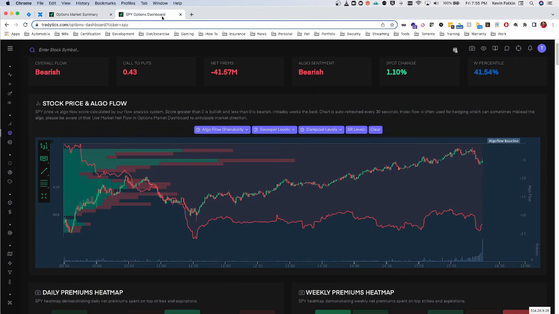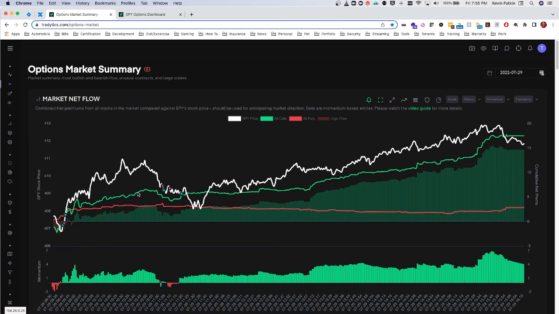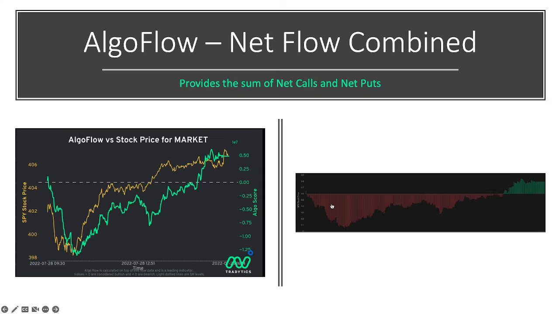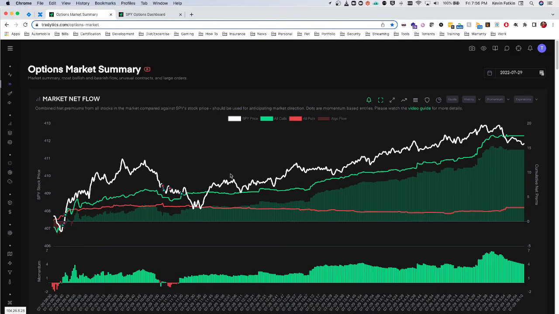Now, the difference between looking at SPY and looking at market net flow is that we're seeing algo flow for the entire market. Algo flow actually came before net flow, and it's essentially the sum of net calls and net puts. It combines those into one line for us so we can see if that's increasing or decreasing, and we can compare that to the price of SPY to see how the market's stacking up according to SPY's price. And typically these will act as a leading indicator.